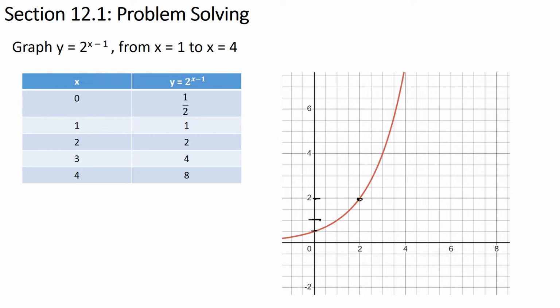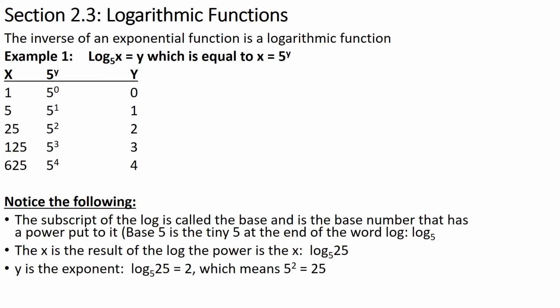If I put in 3 for the x, 2 to the 3 minus 1 is 2 squared, and the resulting y is 4, as shown on the graph here. If I put in 4 for the x, 2 to the 4 minus 1 is 2 to the third, which is 8. You can see we're approaching it; it's not on the graph here, but it would be somewhere up here. Again, it's a standard exponential growth function.